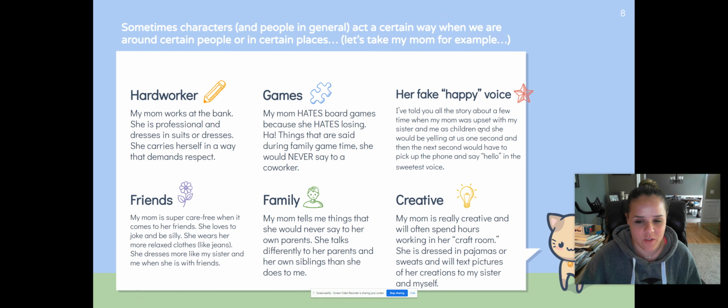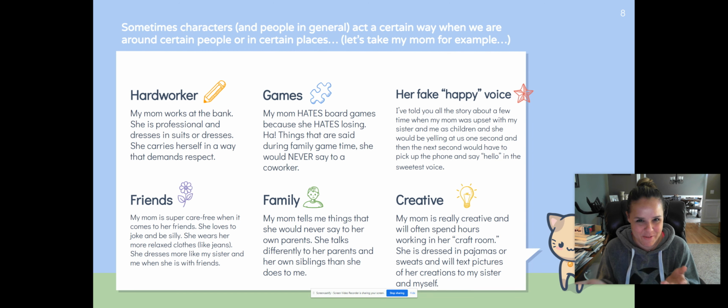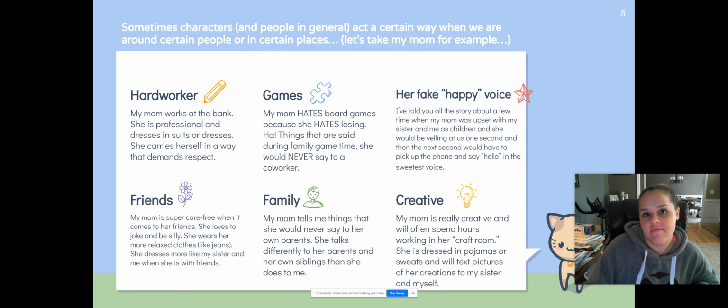I've shared one of my stories with you guys about her fake happy voice, about how a few times she got mad at my sister and me, and she would be yelling, yelling, yelling, and the phone would ring, and she would be like, hello. And you guys shared that you had similar experiences as well. We agreed that it was a mom trait that sometimes that happens. So we act certain ways just based upon our location or the people that we're around. I'm going to act differently in front of my students than I am with Ziggy.